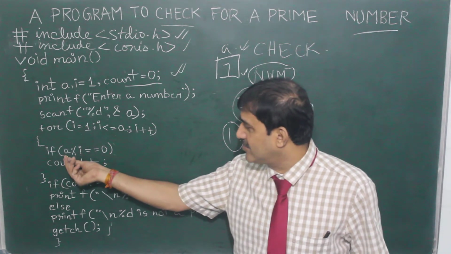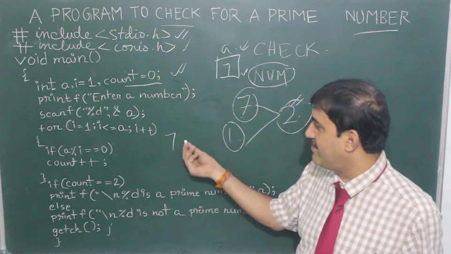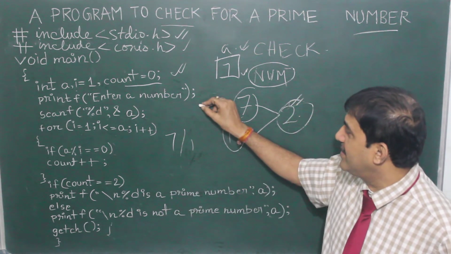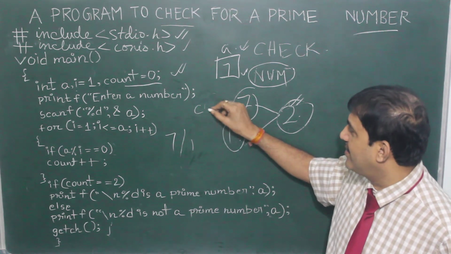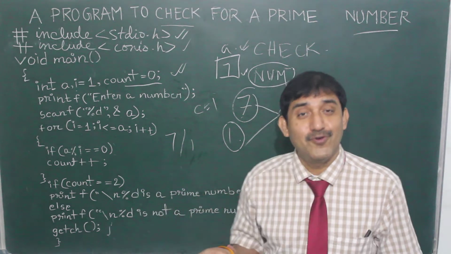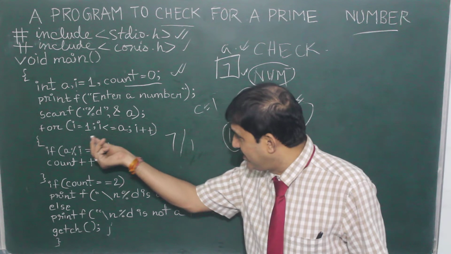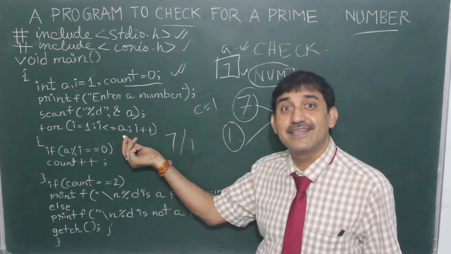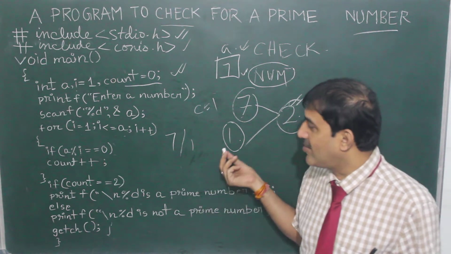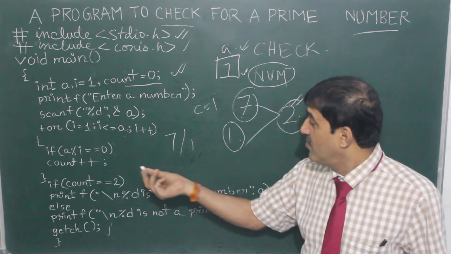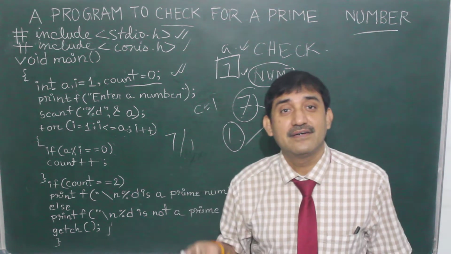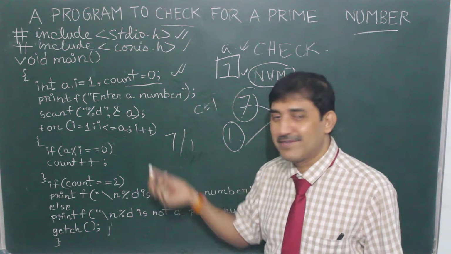So now let us check. We take the 7 and divide by 1 first of all. 7 is divisible by 1, so count will be 1, because it goes 1 time. By 2, 7 does not go. The loop starts, initial value 1, and the final value is 7, because A is equal to 7. Next loop, then 2: not divisible. 3 is not divisible, 4 is not divisible, so the counter will not increment. 5 is not divisible by 7.